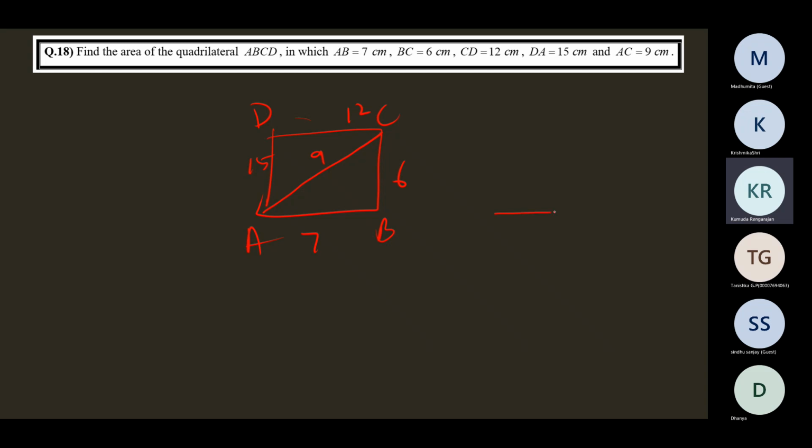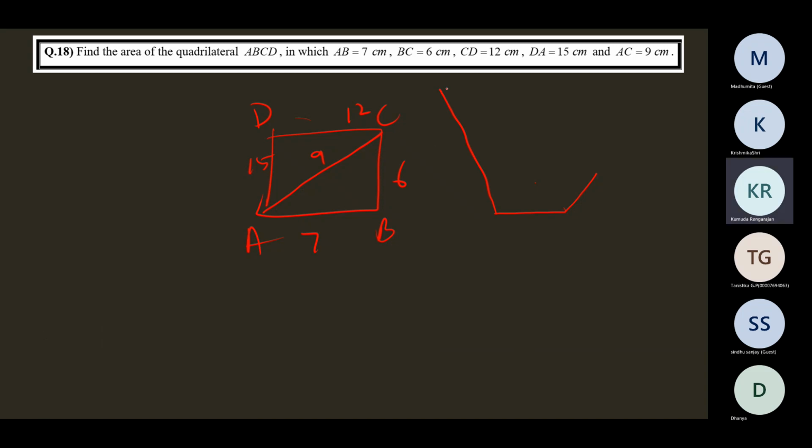AB is 7, so I made it a little long for AB. Then BC is 6, it's not 90 degrees, so you can't go straight. You can go like this also. I went like this for 6. Then 12, I went like this. It's not 90 degrees anyway. And then AD is 15, that's still longer, so I went like this. Oh my God, they're not meeting. So what I did, I just came back and erased this one.